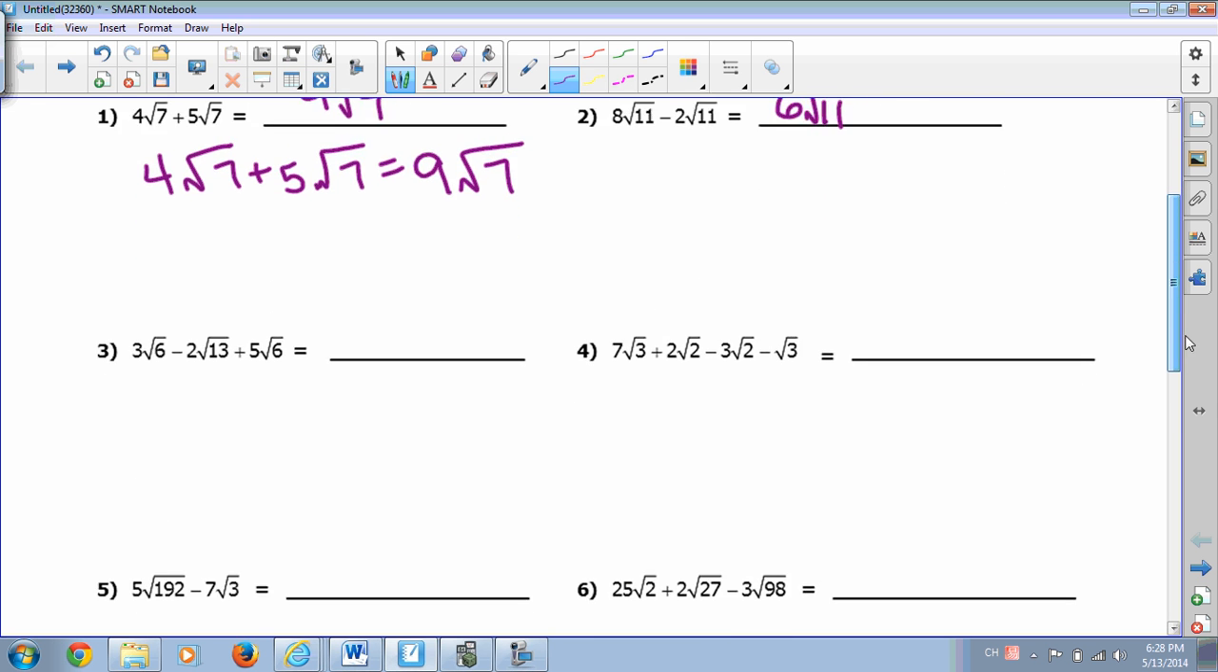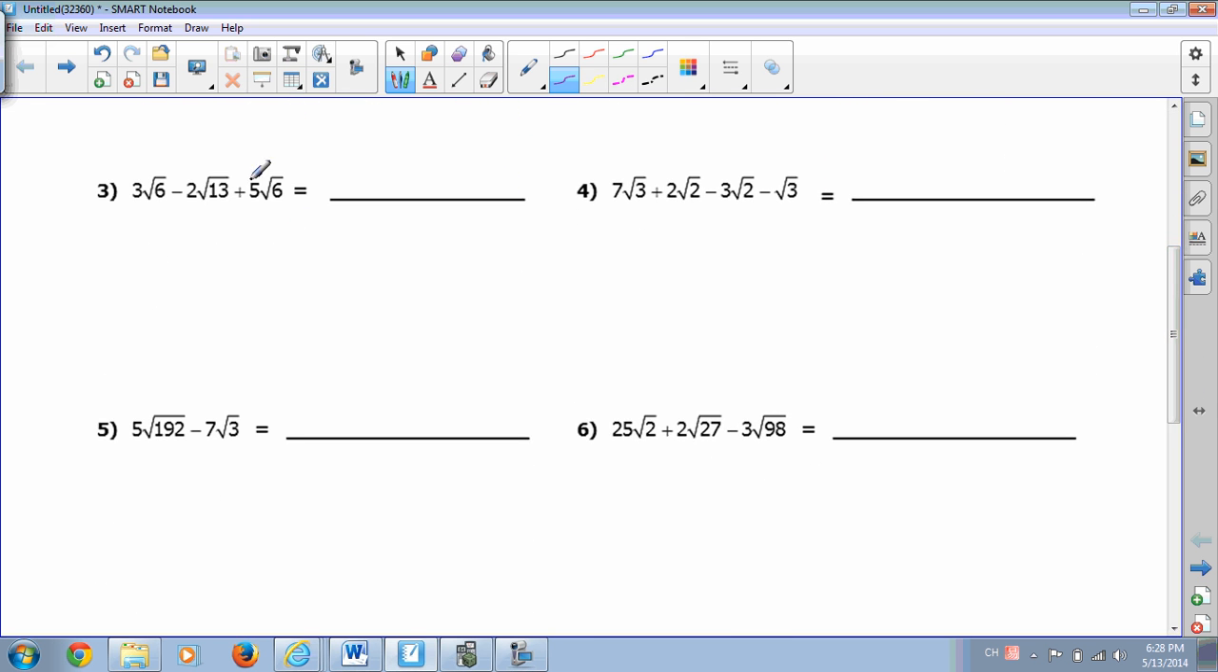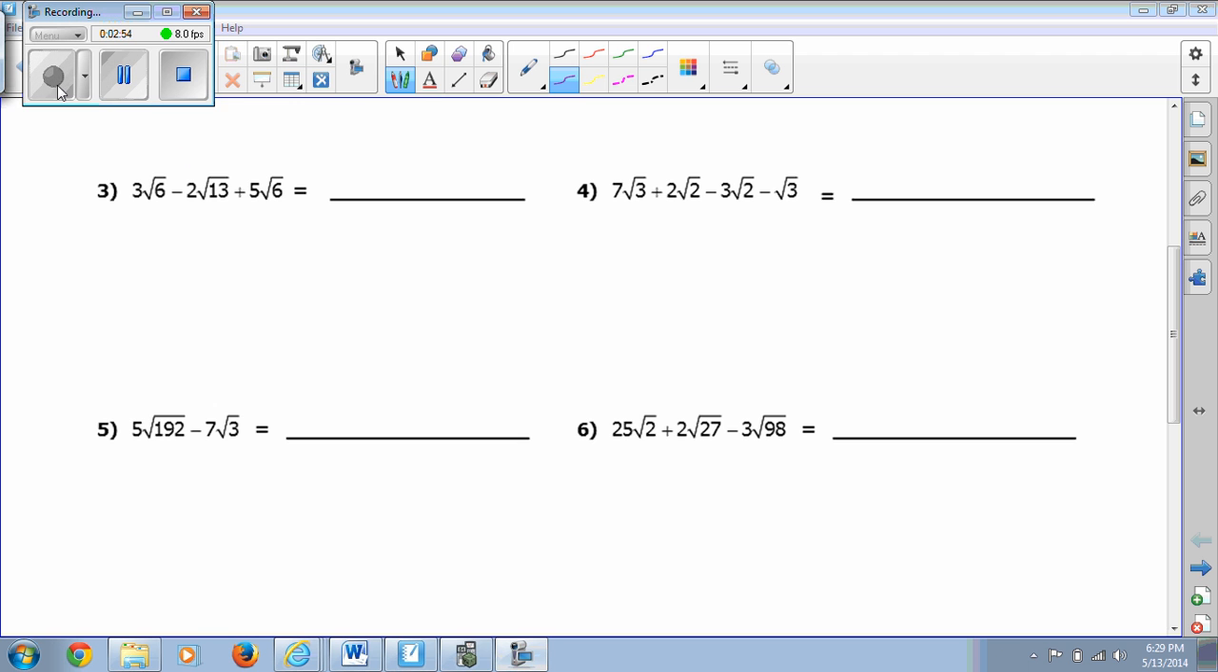Okay, we're going to go ahead and move on to example number 3. Well, number 3 isn't as simple as number 1 and 2. If you look at the square roots, we have square root of 6, square root of 13, and square root of 6. So not all of them are the same. What you should notice is that the square root of 6 on 3 square root of 6 matches the square root of 6 on the 5 square root of 6.